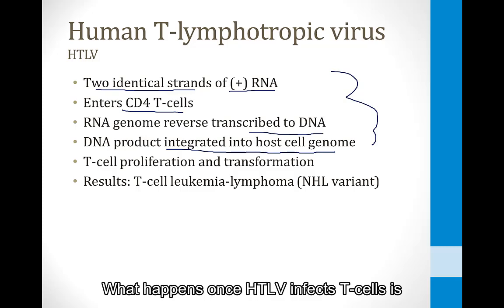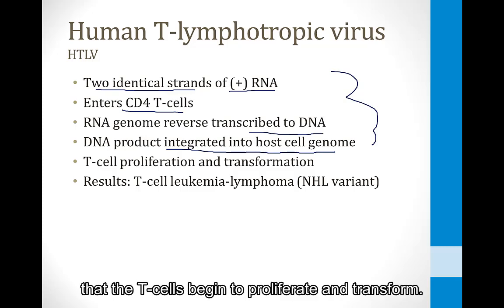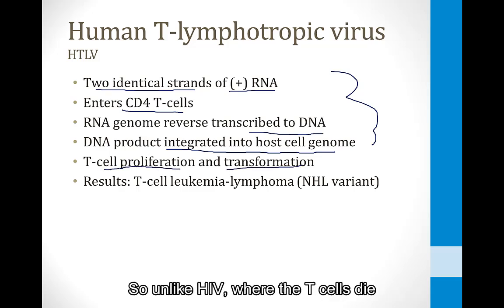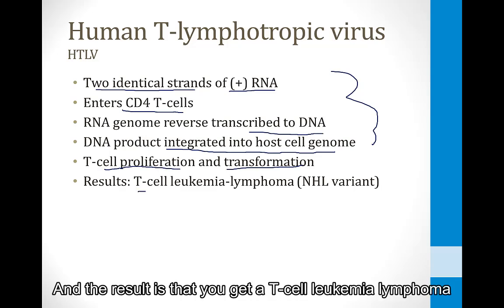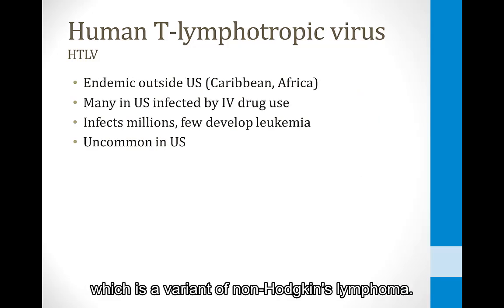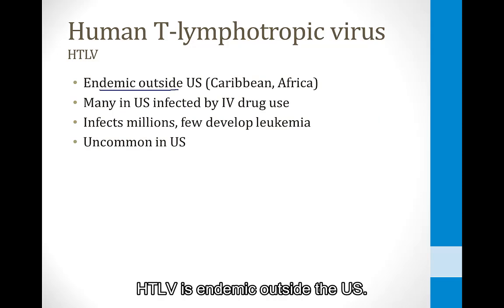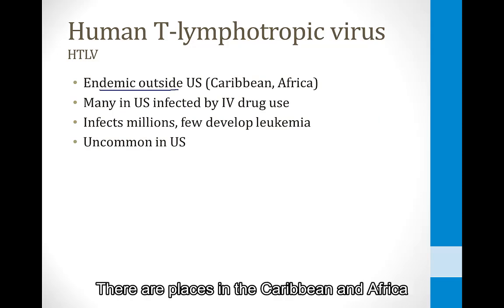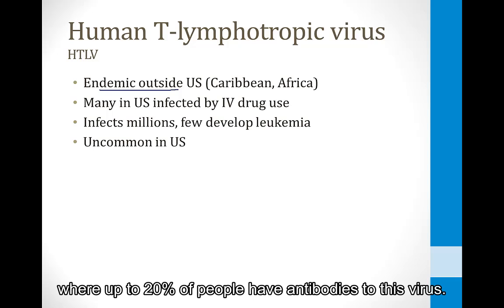What happens once HTLV infects T cells is that the T cells begin to proliferate and transform. So unlike HIV, where the T cells die, in this case they become malignant. And the result is that you get a T cell leukemia lymphoma, which is a variant of non-Hodgkin's lymphoma. HTLV is endemic outside the U.S. There are places in the Caribbean and Africa and South America where up to 20% of people have antibodies to this virus.